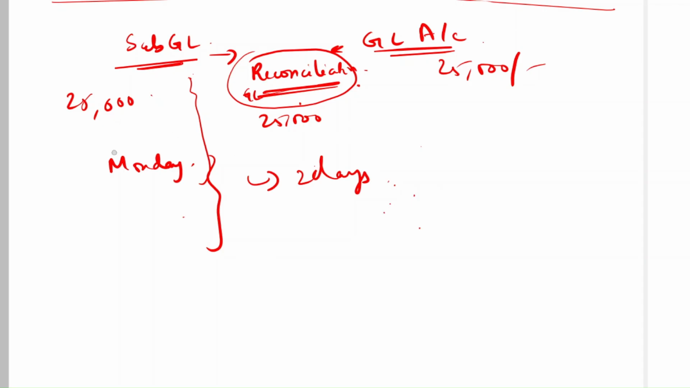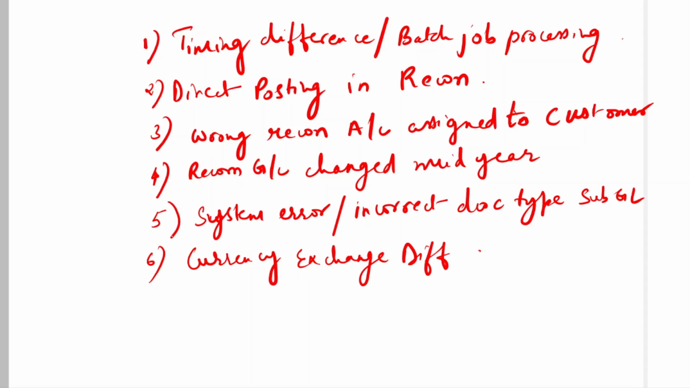So there could be a case where entries are there in your sub-GL but they are not there in your GL account. So ideally all the entries here should be automated in your reconciliation account. There shouldn't be scope for posting entries here manually, because if you do that, then there's a possibility that you are distorting this amount in your GL account, because this is the amount which will eventually go to your balance sheet.